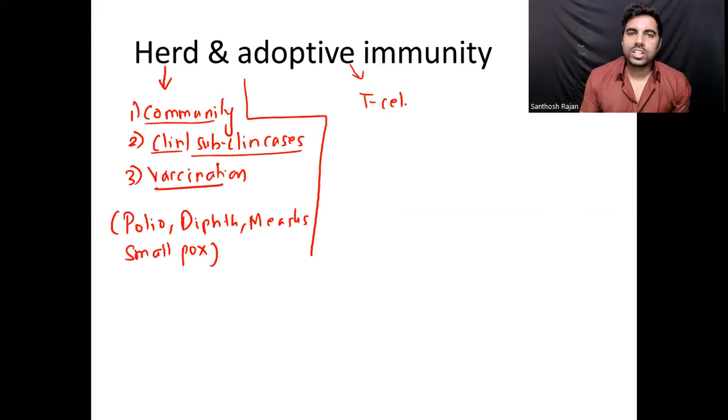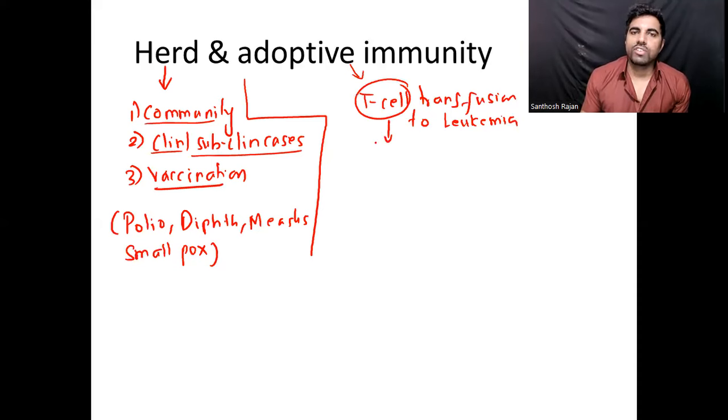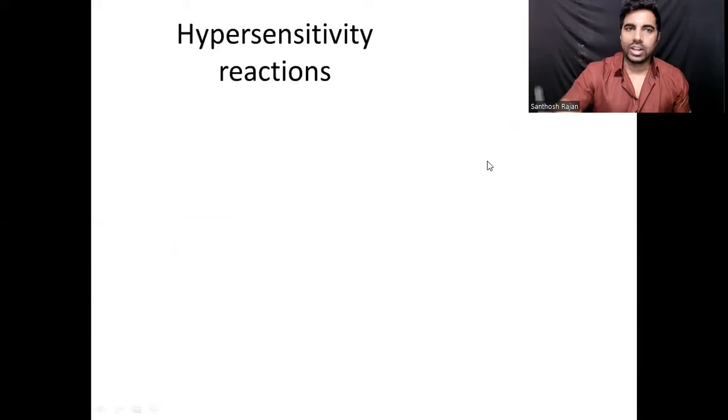It's basically T cell transfusion. You give a T cell transfusion to any immunosuppressed patient or leukemia patient. This T cell is also called a transfer factor. Transfer factor forms what? Adoptive, not adaptive. It's adoptive. So the T cell from one patient is transferred to another patient. That is adoptive immunity. So you get a T cell within you and you get immunity. That's it. It's very simple.